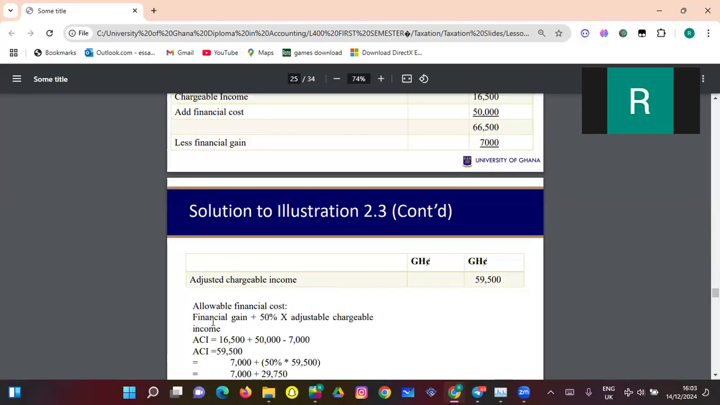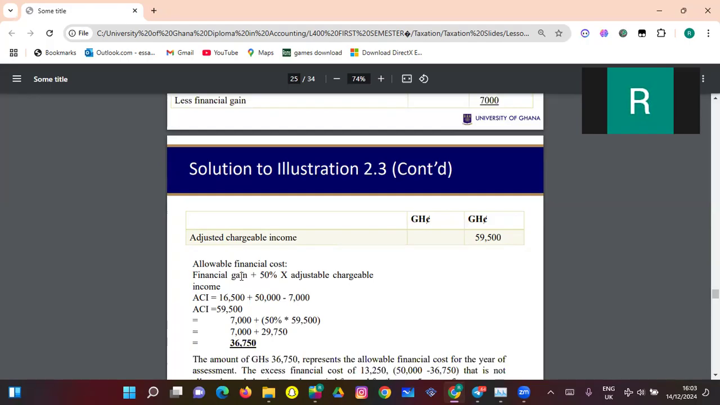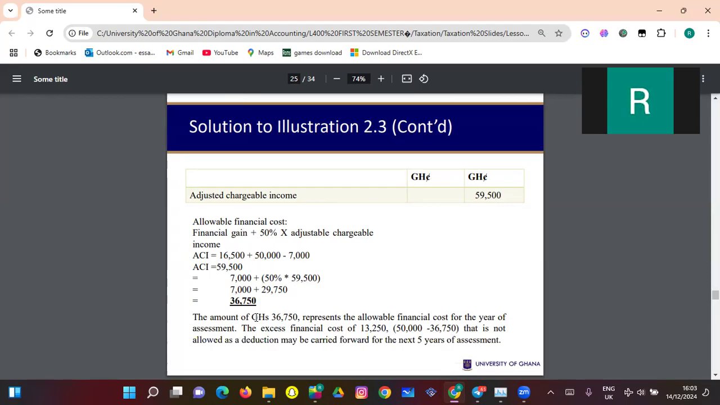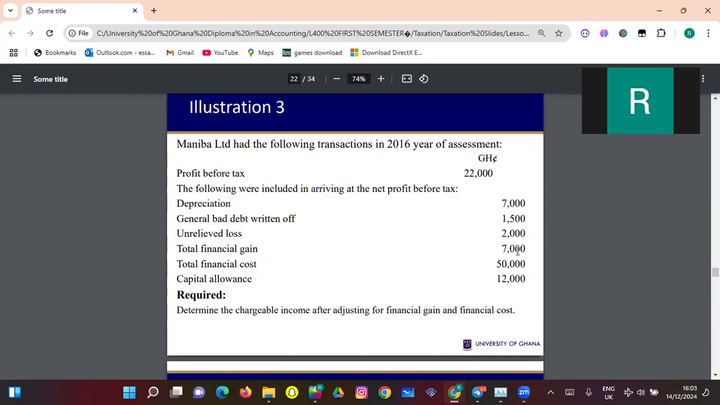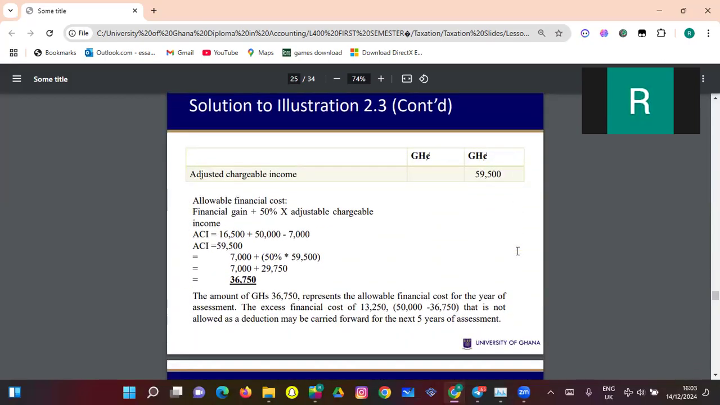So now our allowable finance cost, right, is basically the adjusted chargeable income plus our finance cost minus our finance gain. That's basically it here. Right. So if we really want to get our finance cost that is allowable, the one that is allowable, it is what? The finance gain, the financial gain here, which is 7,000. 7,000, which is here, right? The finance gain, which is the 7,000, that same amount, right?